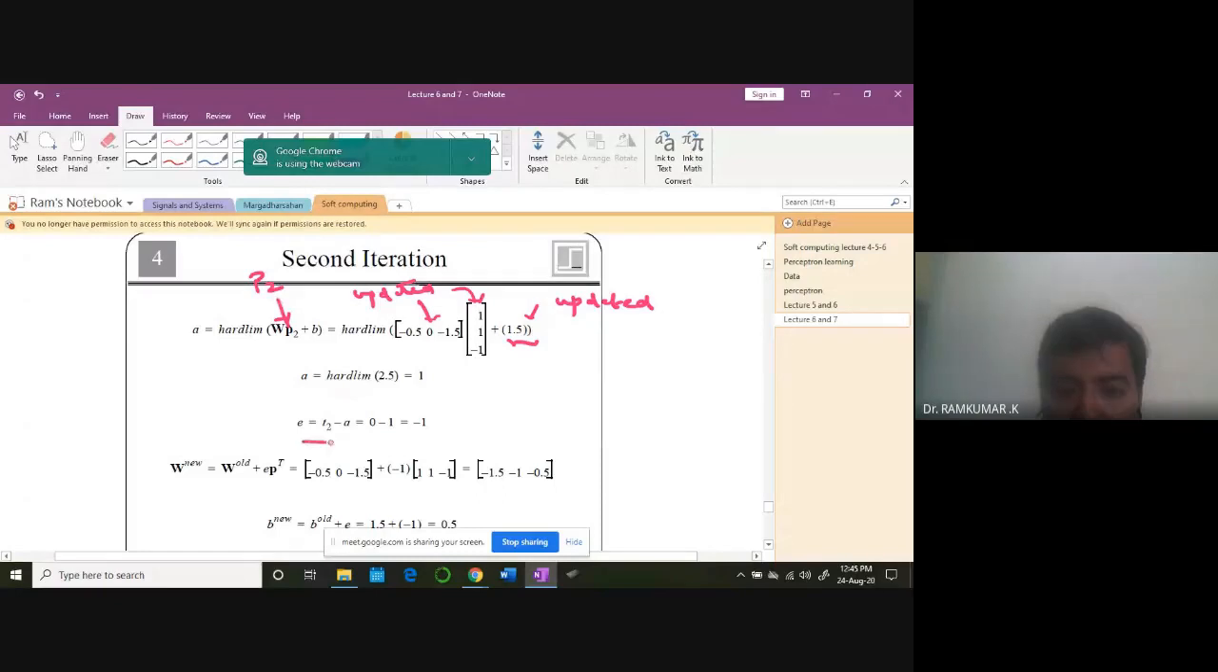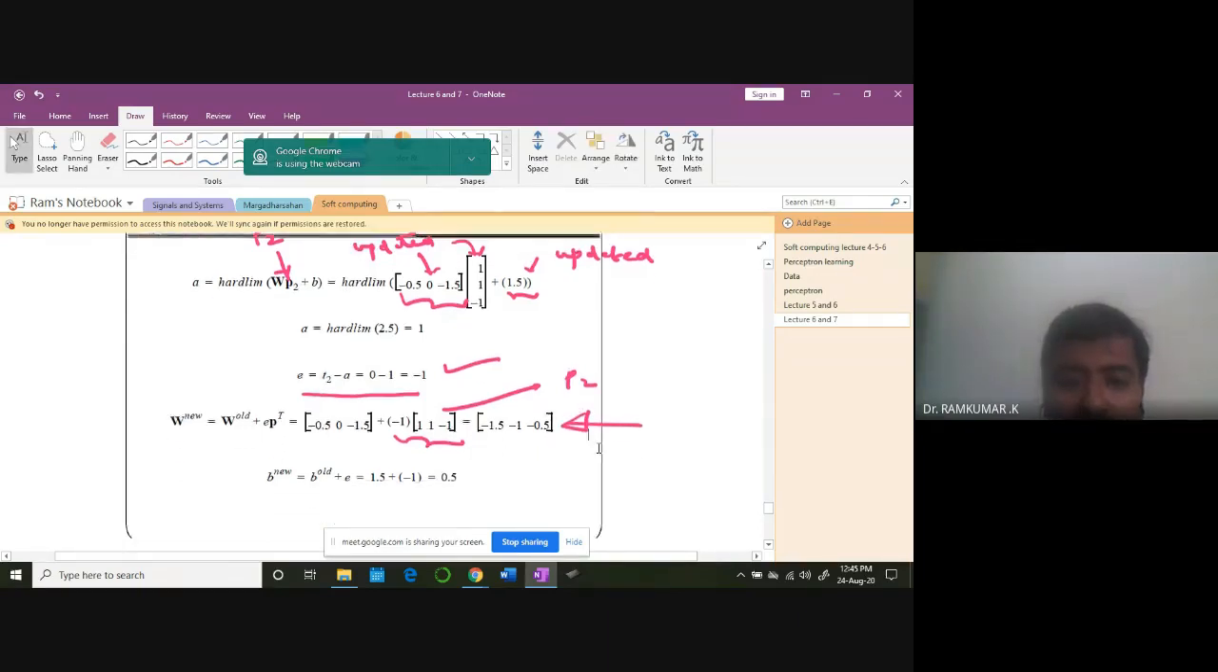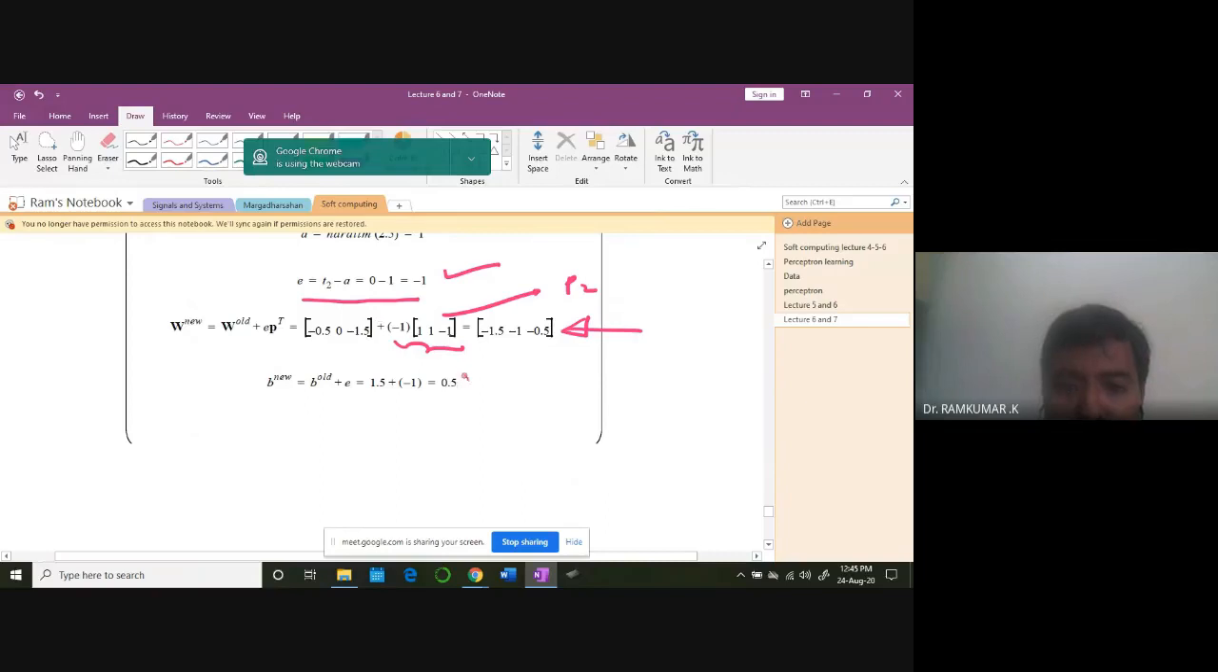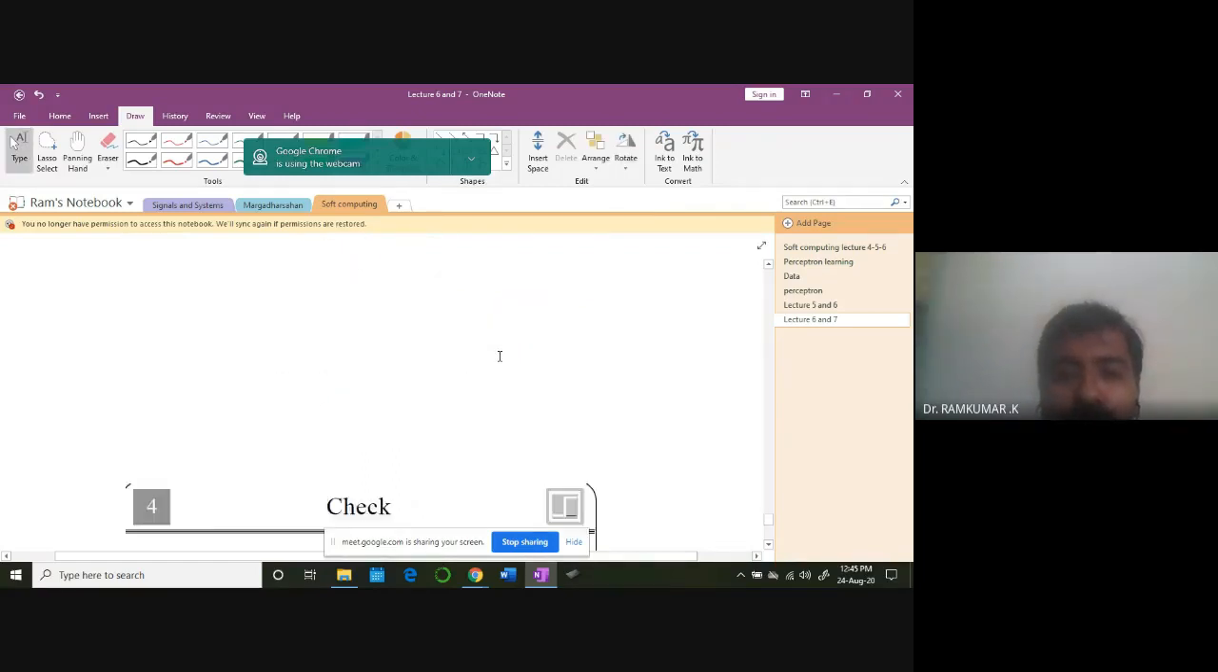Now you got an error again, -1. What do you do if the error is -1? Again you subtract pattern P2 from the new weight. This weight you are subtracting, so you will get the new weight and the new bias, both, because the error is -1. Now we updated both bias and weight.